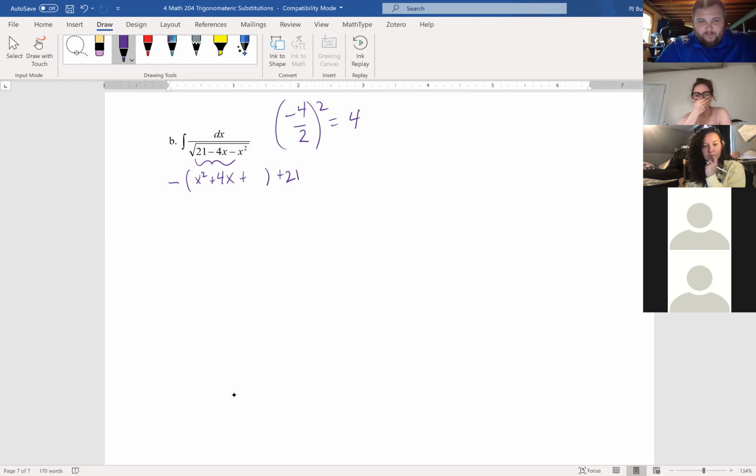Now, regardless of whether b was positive or negative, because I'm squaring it, I always get a positive number, right? So I'm going to make this plus 4 in here. But you have to realize that minus there really means -4. And when I complete the square, I'm going to add and subtract the same number. So technically I am subtracting 4 currently, which means I need to add 4 out here.